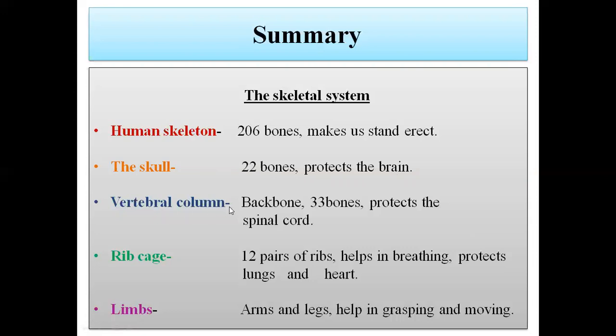Next is the vertebral column, which is also called the backbone or spine, and it has a total of 33 bones, and protects the spinal cord. The spinal cord is surrounded by the vertebral column, and these 33 bones are called vertebrae. Rib cage, there are 12 pairs of ribs. They help in breathing and protect our organs such as lungs and heart. Limbs are arms and legs. They help in grasping and moving from one place to another. So children, this is all about the skeletal system.